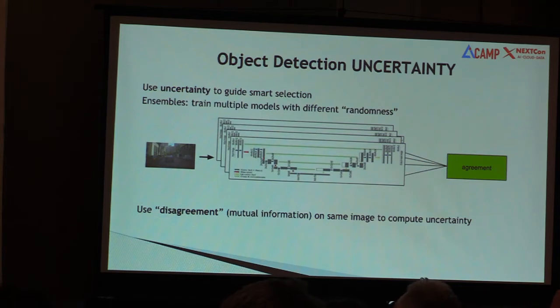We train the models, using early stopping for example, up to a point, and then we take those 10 models, compute 10 different scores for each frame, and look at the disagreement between those scores. We use mutual information in that case. That gives us a value of uncertainty.